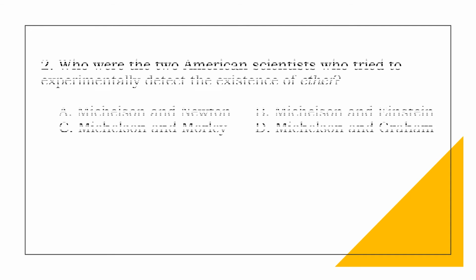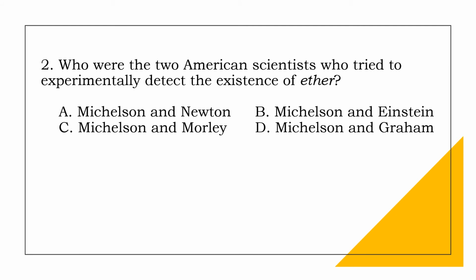Question number 2. Who were the two American scientists who tried to experimentally detect the existence of ether? A. Michelson and Newton, B. Michelson and Einstein, C. Michelson and Morley, or D. Michelson and Graham? Your time starts now. Time is up. The correct answer is C. Michelson and Morley.